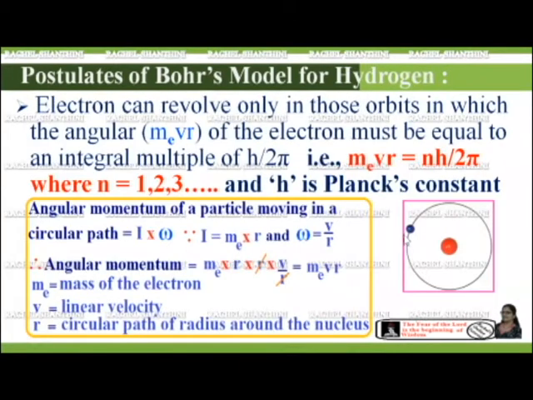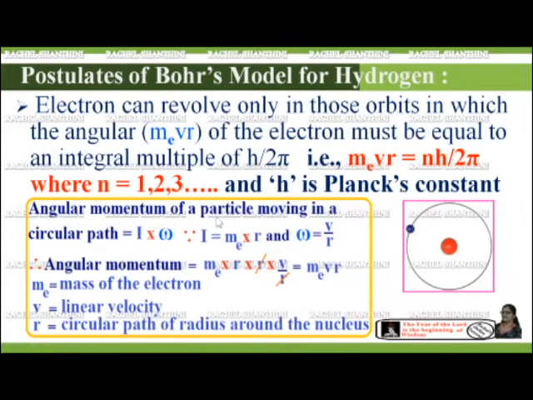The second postulate is that the electron can revolve only in those orbits in which the angular momentum of the electron must be equal to the integral multiple of h by 2 pi, that is mvr is equal to nh by 2 pi, where n is the integer 1, 2, 3 and so on and h is the Planck's constant.